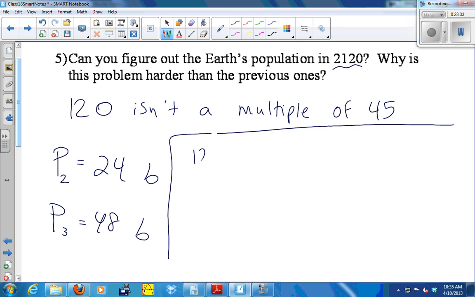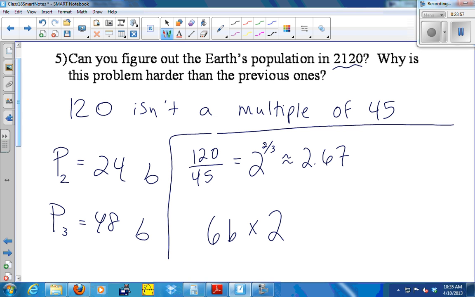So I'm going to take my 120 years and divide by 45. How many sets of 45 years have passed? 2 2/3, which is approximately 2.67 sets of 45 years. What I did before is I took my initial population, 6 billion, and multiplied by 2, and then I put the number of times that you double as the exponent, because we were treating exponents as repeated multiplication. But what if I just put the number of sets of 45 years here, same as I did before? Let's see if it comes out to something reasonable.